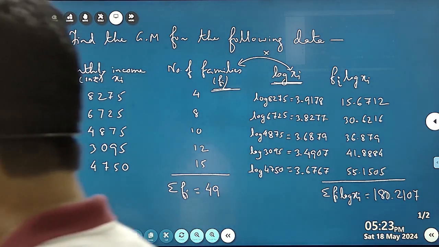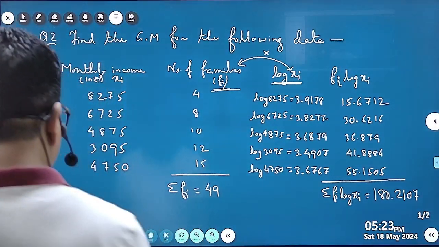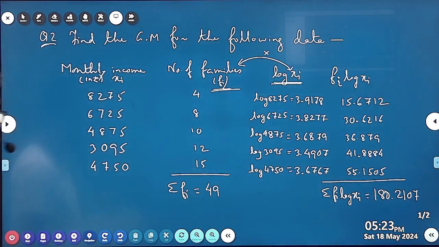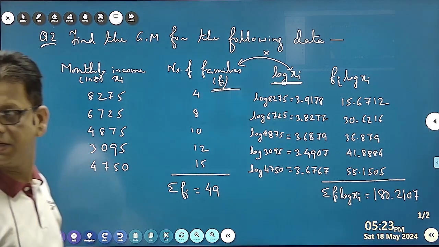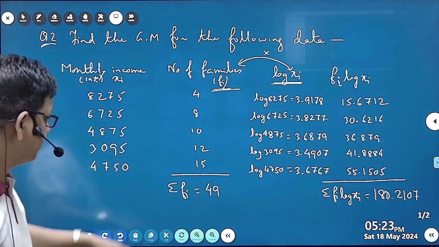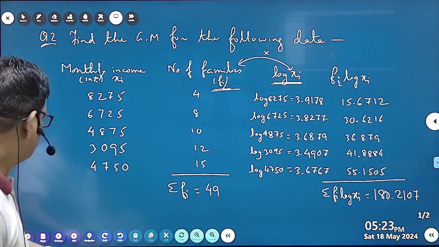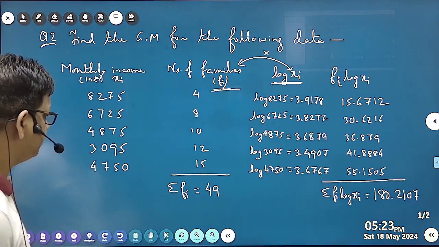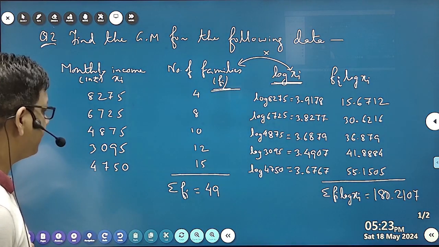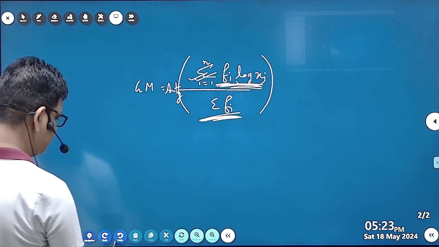Okay, just wait for the anti-log. There was slightly one mistake in yesterday's table. So, is it fine, all of you? Is it okay? Can I put the values now? Now, since this is the table and these are the values, we will go to the formula now. The formula is already here.